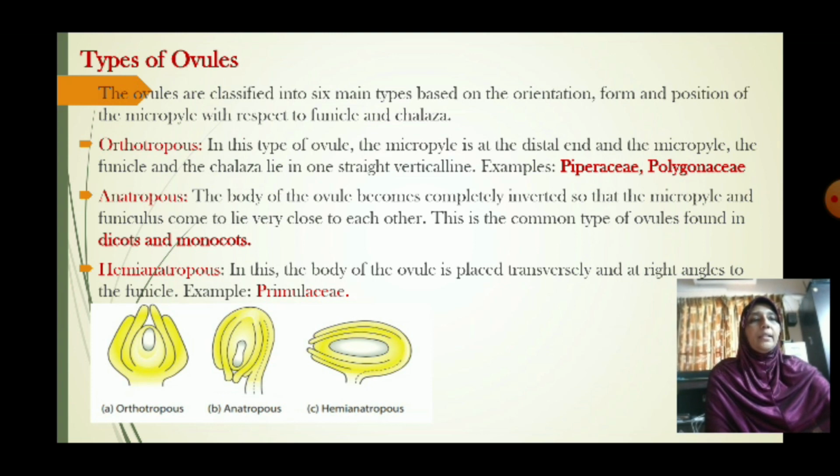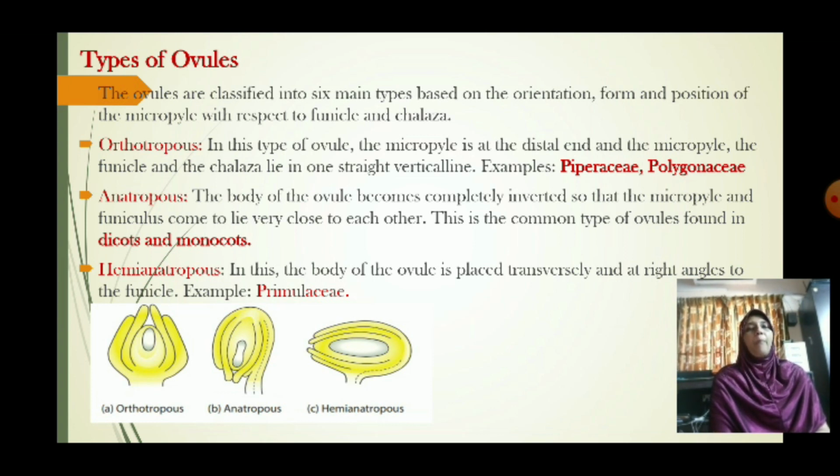The next one is the types of ovules. The ovules are classified into 6 main types based on their orientation, form and position of the micropyle with respect to funicle and chalaza. Orthotropous: in this type of ovule, the micropyle is at the distal end and the micropyle, the funicle and the chalaza lie in one straight vertical line. You can see it in the picture.